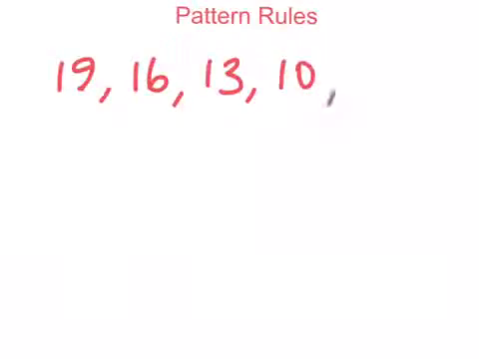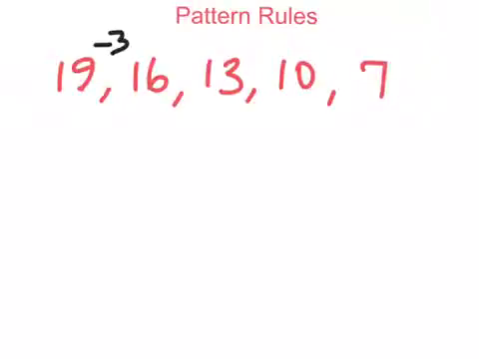Here's another pattern. 19, 16, 13, 10, 7. So what are we doing? What's the pattern rule? Well, I have to find out, what am I doing between each number? How do I get from 19 to 16 and 16 to 13 and so on? What I like to do is write numbers in between that tell me what I'm doing. So to get from 19 to 16, I subtracted 3.